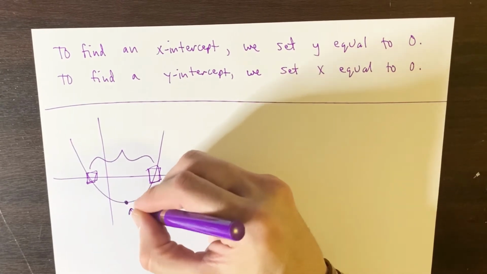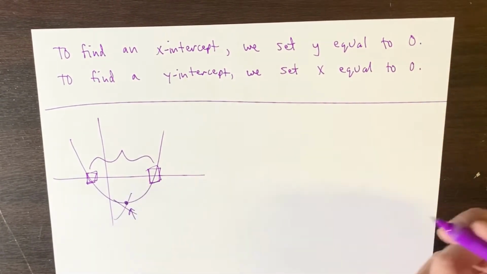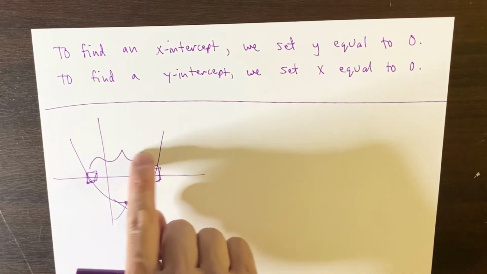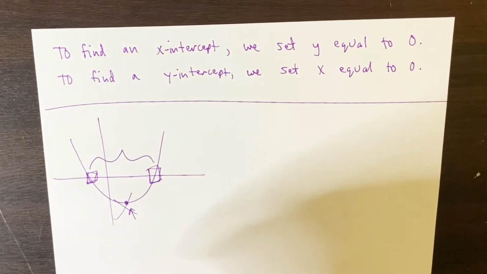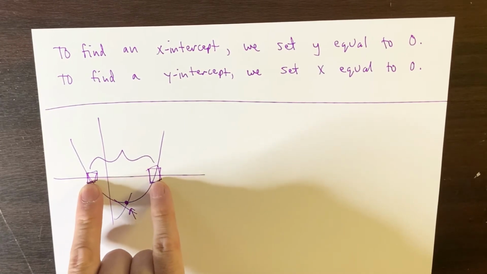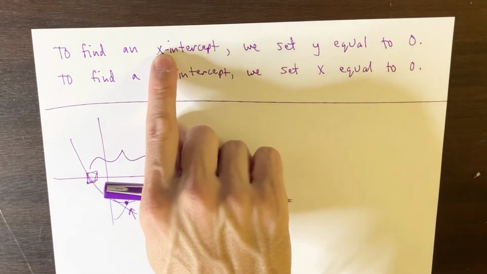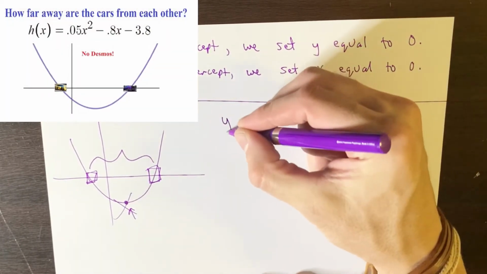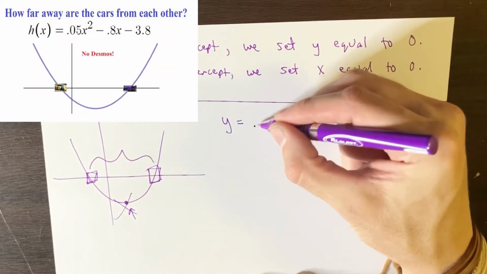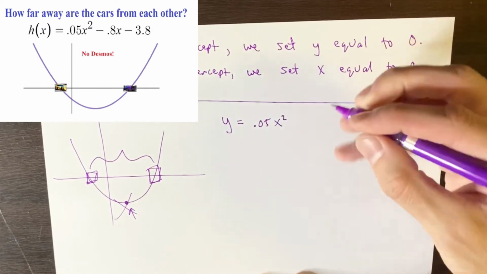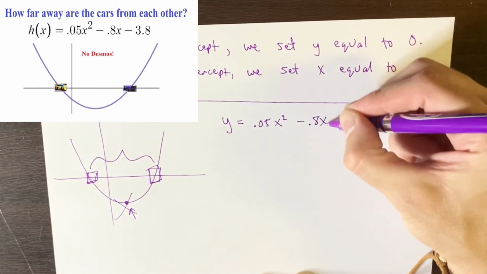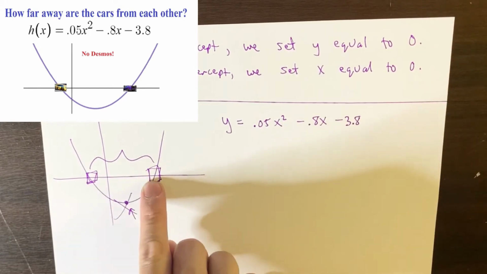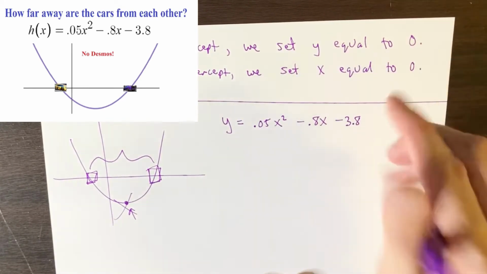So again, this vertex, I don't care about it at all. I want to know where this is, I want to know where this is, and I want to know the separation between them. So I am interested in the x-intercepts. To find x-intercepts, you set y equal to 0. H of x is pretty much the same as y. So we can write down the original problem, but instead of h of x, just pretend that it says y. And once you've done that, recall that to find x-intercepts, you set y equal to 0.